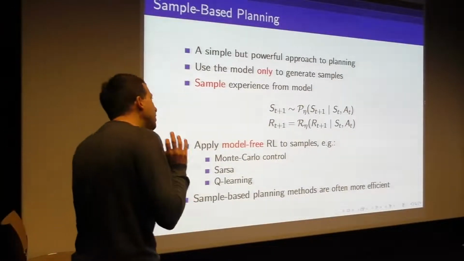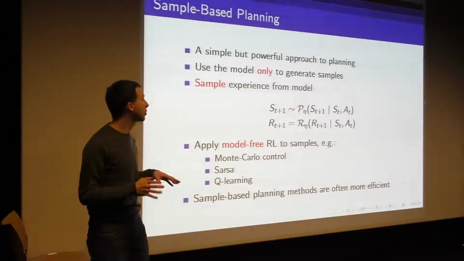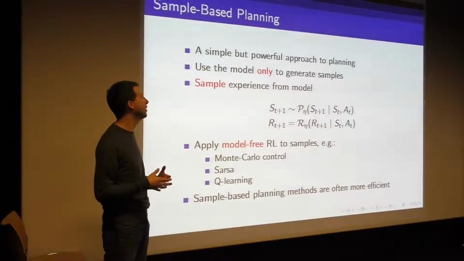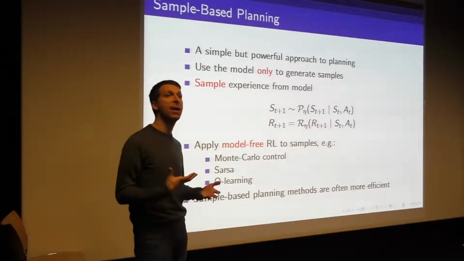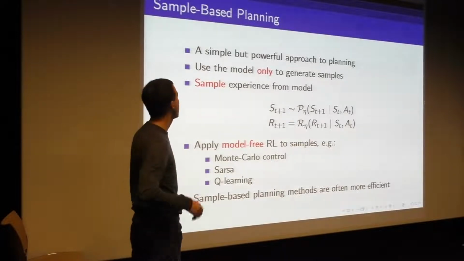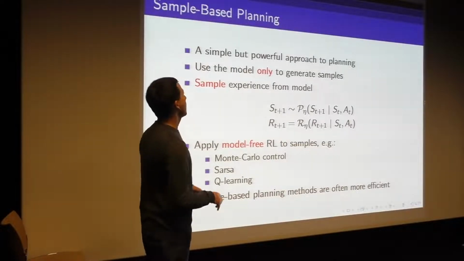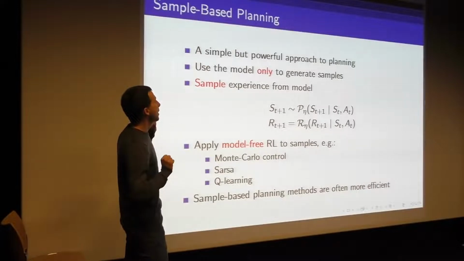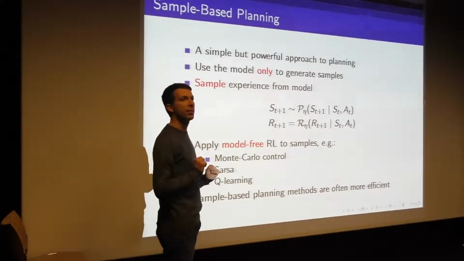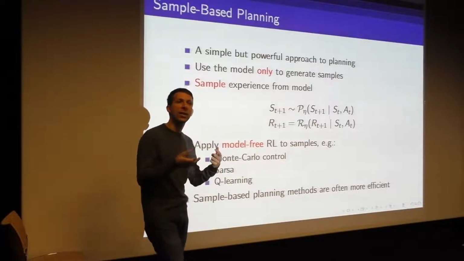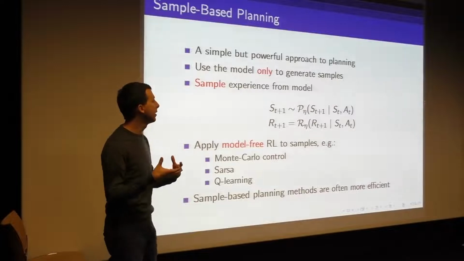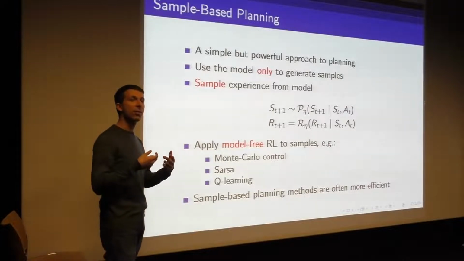The method I'm going to talk most about in this lecture is what we call sample-based planning, which in some sense is the simplest possible way to plan, but it also turns out to be perhaps the most powerful way to plan. Certainly the empirical results support that, at least in complicated domains. The idea is to only use the model to generate samples. So unlike dynamic programming, where you actually look at the probabilities of transitions and integrate over those probabilities, we're just going to use the model to generate samples.